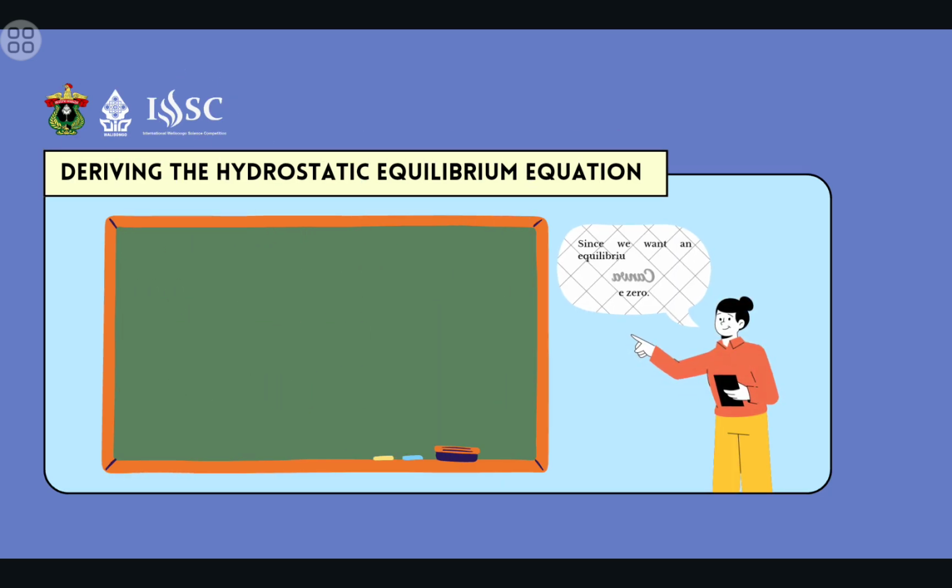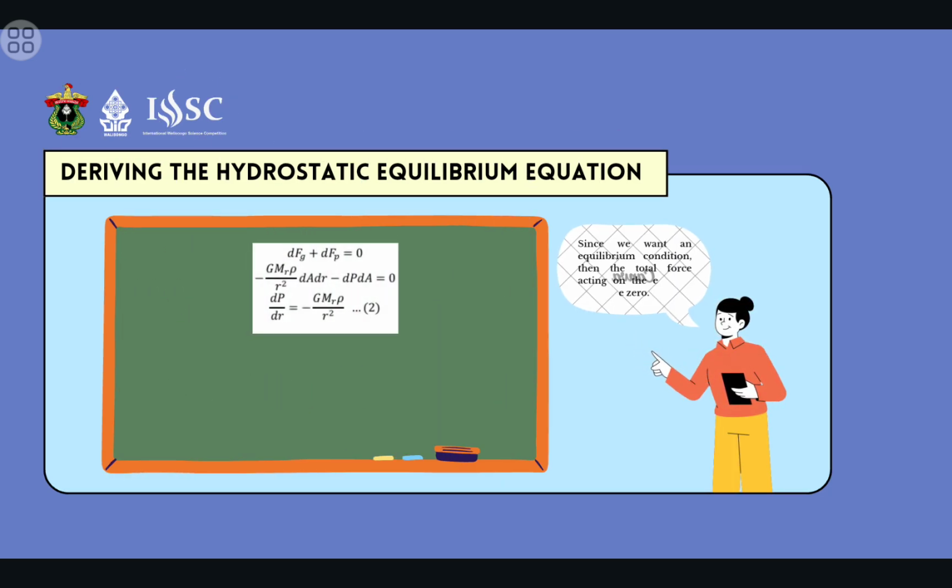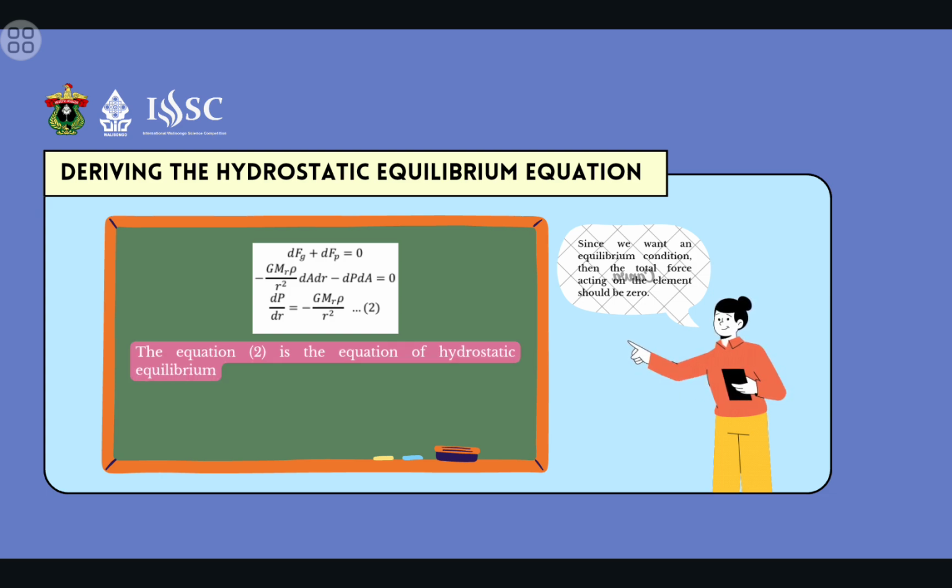Now, since we want an equilibrium condition, the total force acting on the element should be 0. So we set dFg plus dFp equal to 0. If we do this, we will have equation 2, which is dP over dr is equal to negative G m(r) rho over r squared. This is a form of separable differential equation. Equation 2 is also the equation of hydrostatic equilibrium.